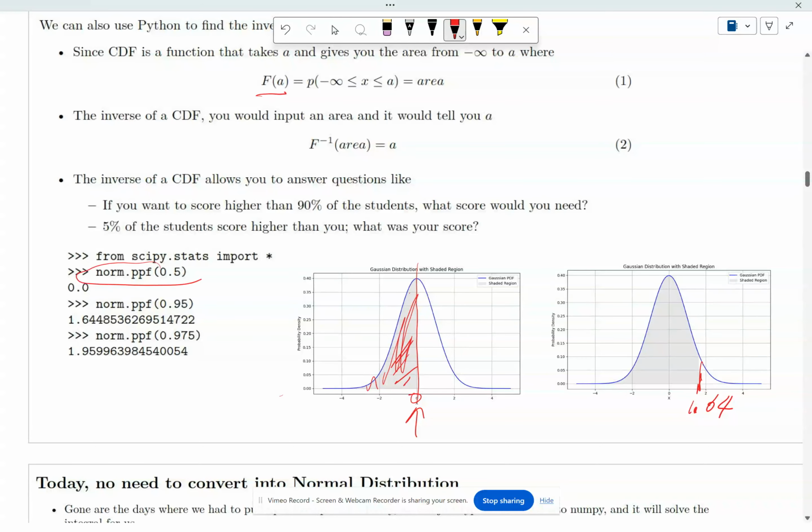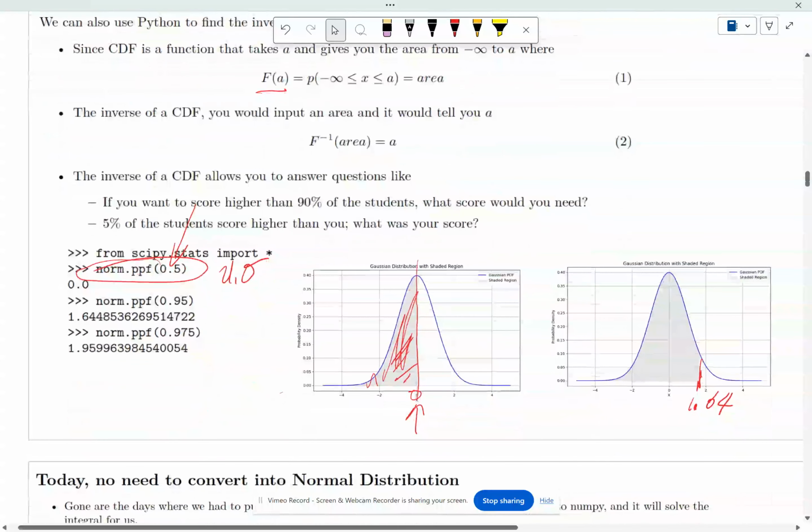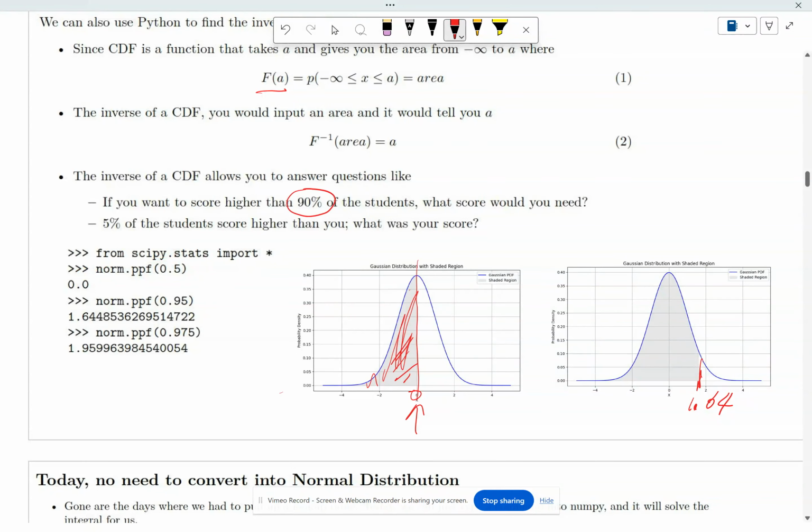Notice over here, it follows the same convention. If you don't put in the mu and the standard deviation, it automatically assumes that it's a normal distribution. However, if you put it in, take that into account, then it treats it as a Gaussian distribution. So you can now answer questions such as, if you want to score higher than 90% of the students, what score would you need, right? Because now you look at the percentage and it tells you what you actually need to achieve that percentage.